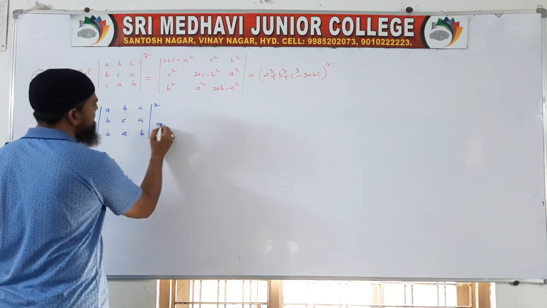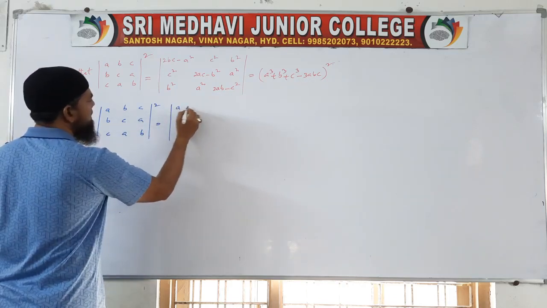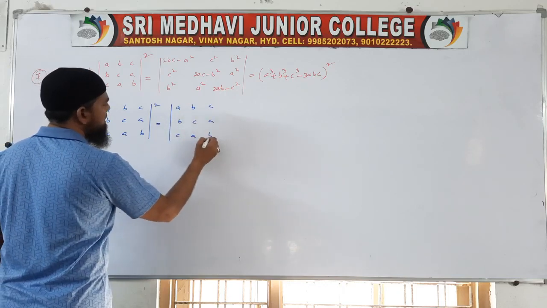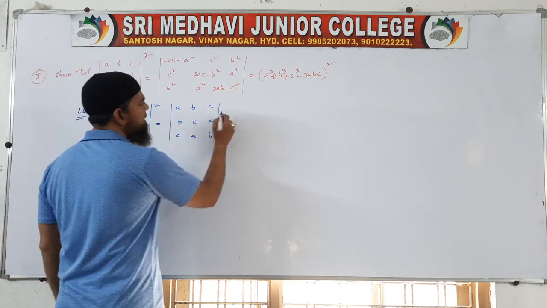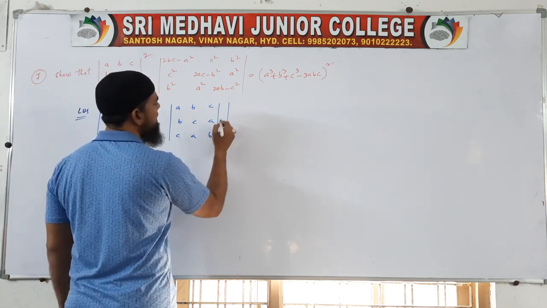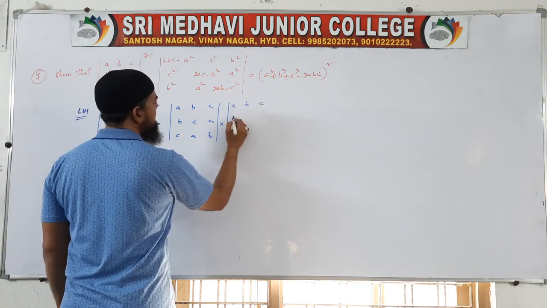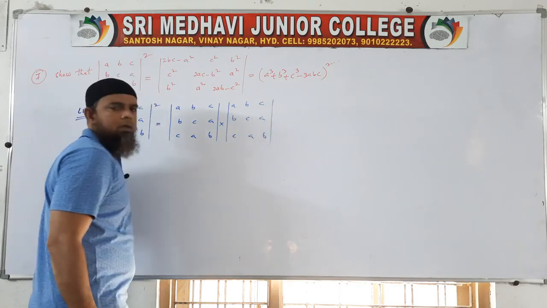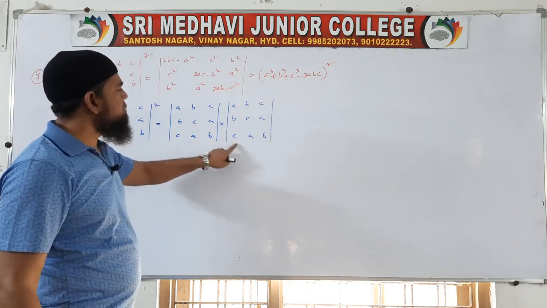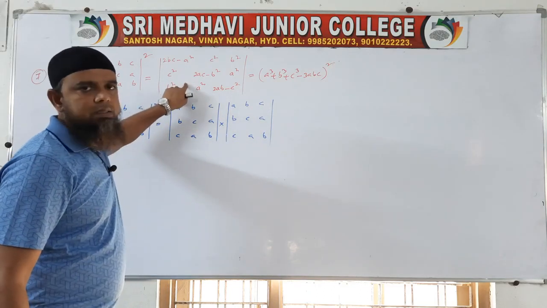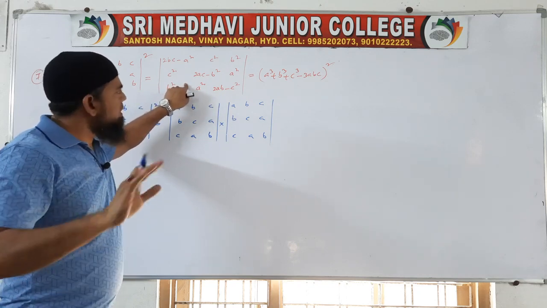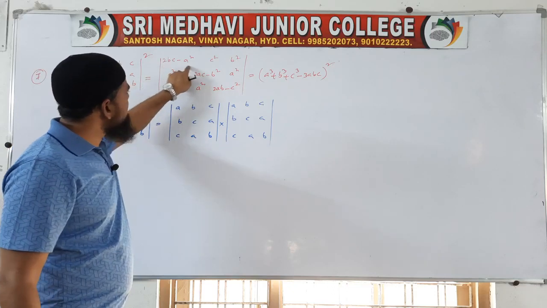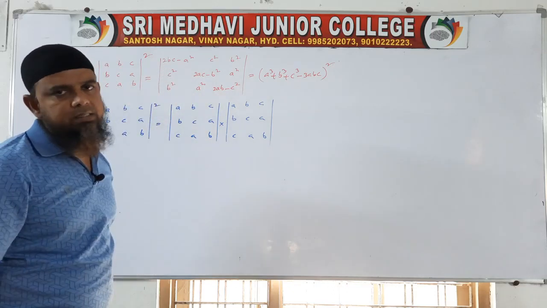So, I am writing here determinant A, B, C, B, C, A and C, A, B, the first determinant, into the second determinant A, B, C, B, C, A, C, A, B. See children, if you multiply these two determinants, I want to show this one answer. Don't look at all the elements here; if you adjust the first element, automatically the remaining are also adjusted.